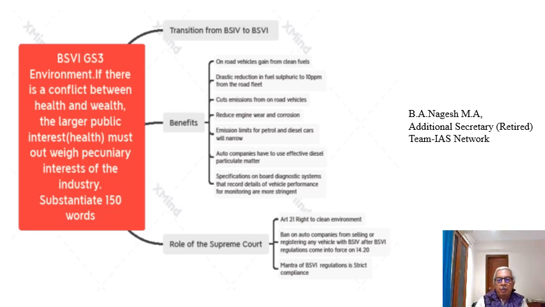So you can elaborate on this point under Article 21, what are the implications. Then what happened was, when the Supreme Court order came that fresh vehicles cannot be registered unless they are BS6 compliant, the auto companies were having a huge unsold stock of BS4 vehicles. So the auto companies and the government came to the Supreme Court in appeal.